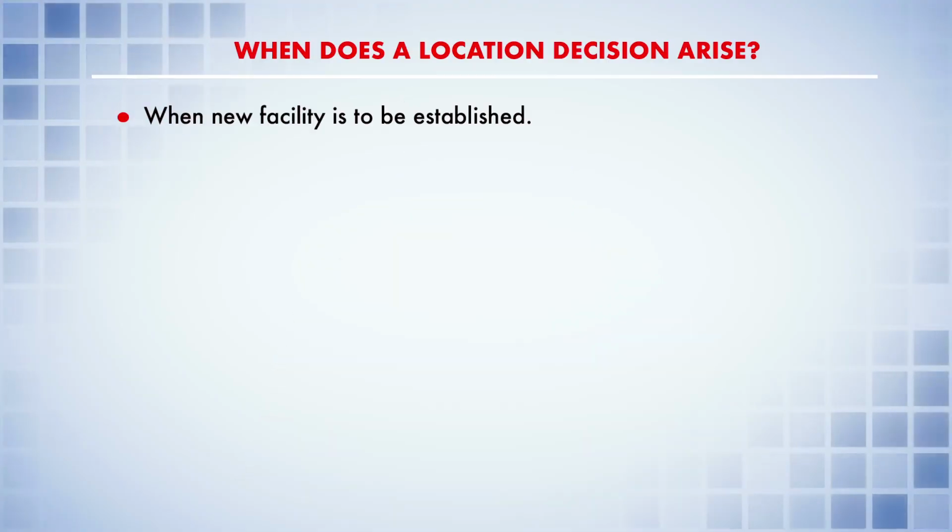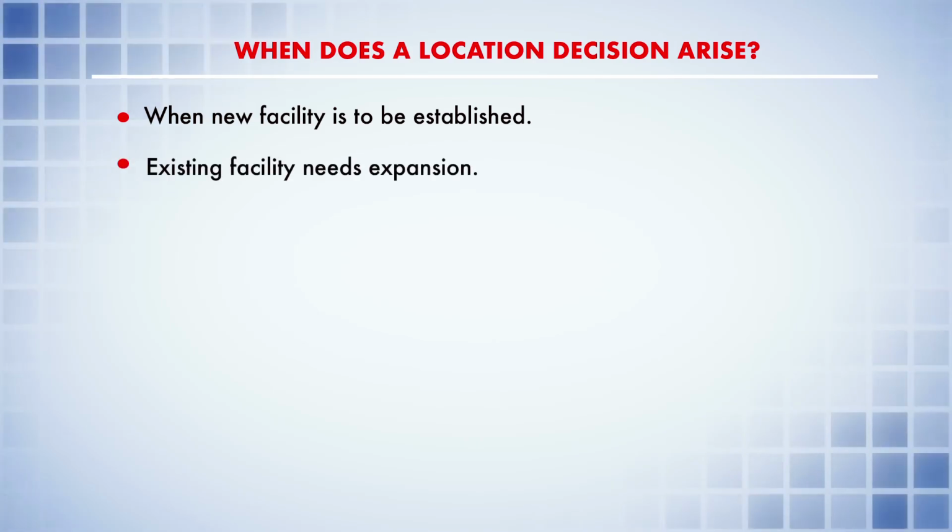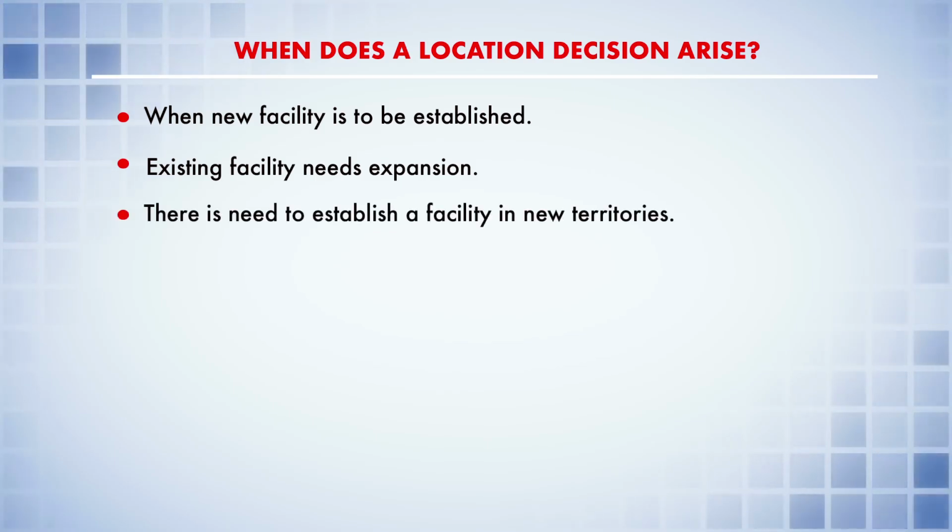Now, the question comes when a situation for a location decision arises. The first one is very clear, when a new facility is needed to start a new product or new manufacturing unit, we definitely go for a new location. Now, if an existing facility needs expansion, we will go for a new expansion. Now, if we want a new facility like warehouses, like storage or godown, we will go for a new facility.